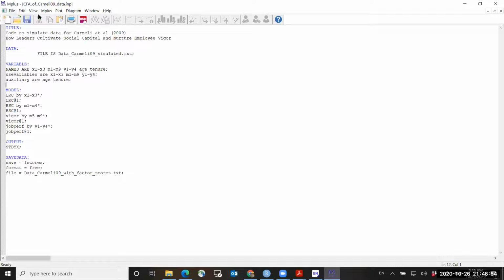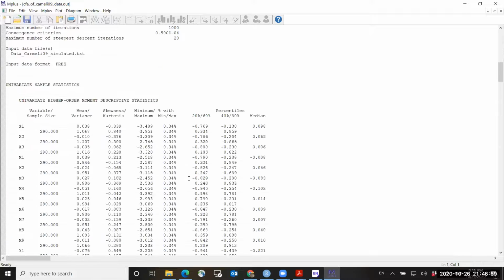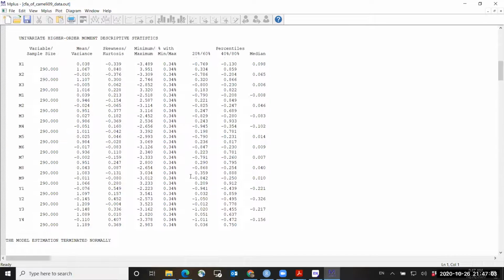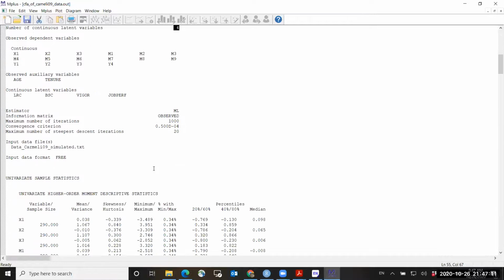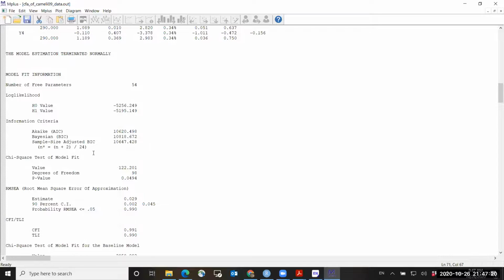So I will run the confirmatory factor analysis. Scroll down. You can see that the sample size is 290. I have 60 indicators total, 4 latent variables. It was estimated with maximum likelihood. And we will look at model fit. So the number of fit parameters is 54.